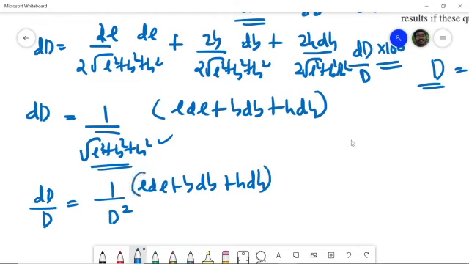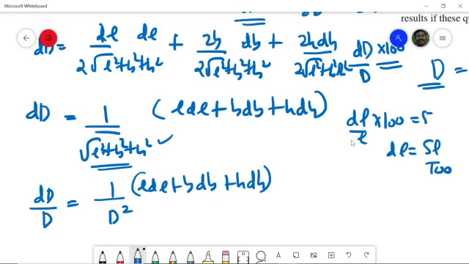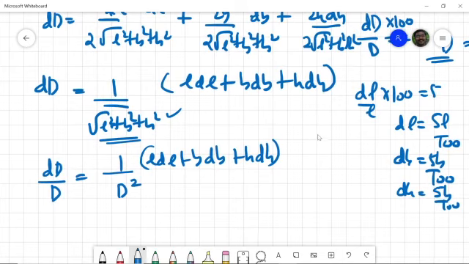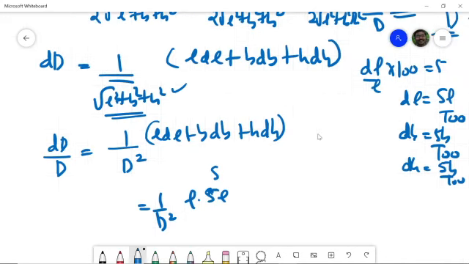Now we know that dL by L into 100 is equal to 5. So what is the value of dL? dL is nothing but 5L by 100. Similarly, dB would be 5B by 100 and dH would be 5H by 100. So we will substitute this into this result. So what will you get? The result is 1 by D square into L into 5L by 100 plus B into 5B by 100 plus H into 5H by 100.